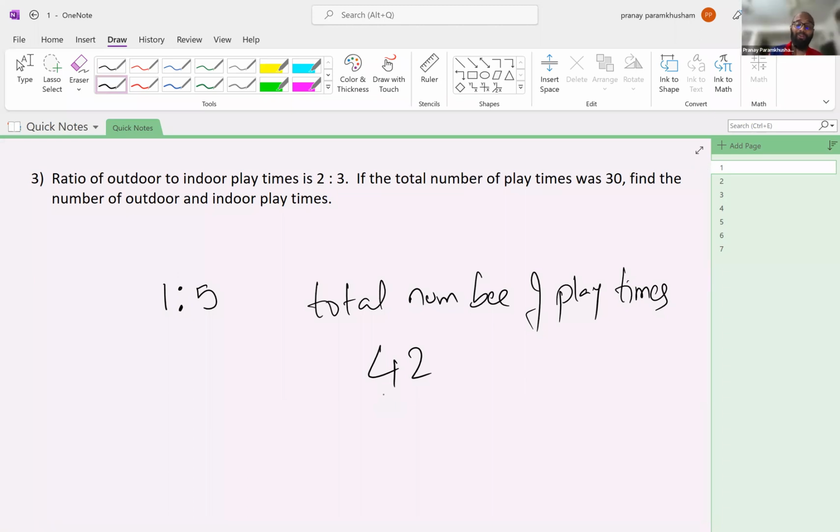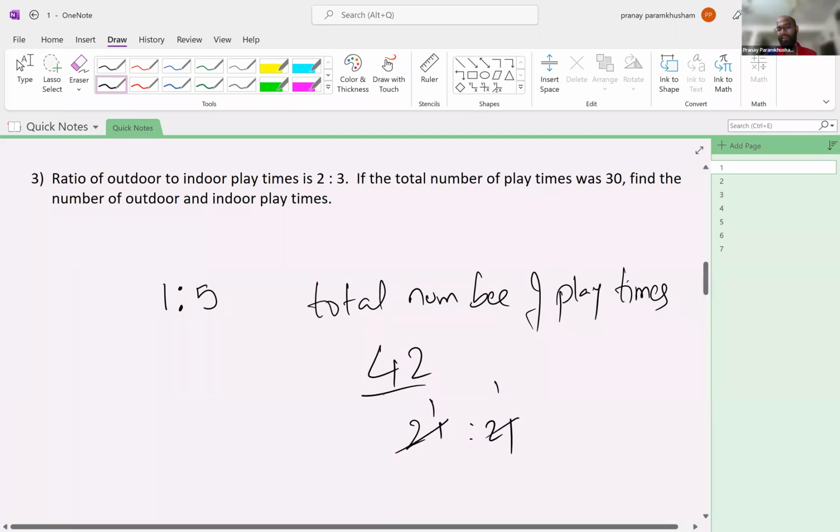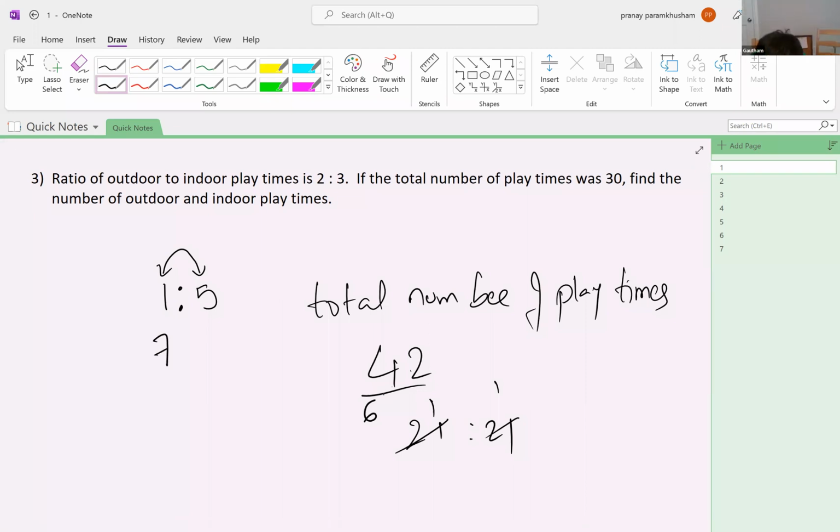If you ask me how I will do it, I don't know how to just separate them into two parts. Let's say if I make this 42 into 21 and 21, the ratio is 1:1, right? I need 1:5. This is not helping me. So first I add the ratios. 1 and 5 is 6. Then I divide 42 by 6. What I get? 7. So each part is 7. So outdoor plays will be 7, indoor plays would be 35. When I add this, it's still 42. And when I do the ratio, it is 1:5.